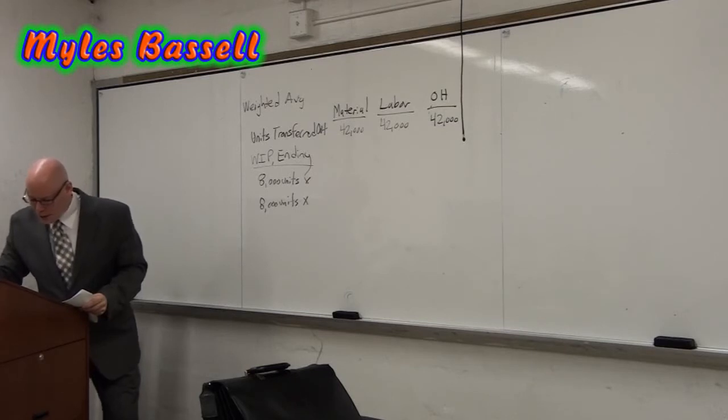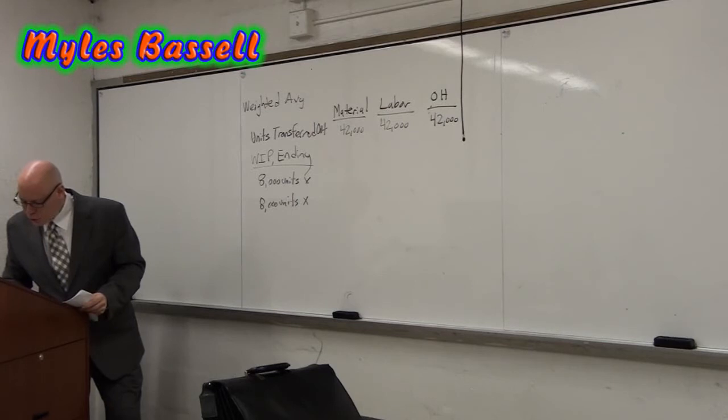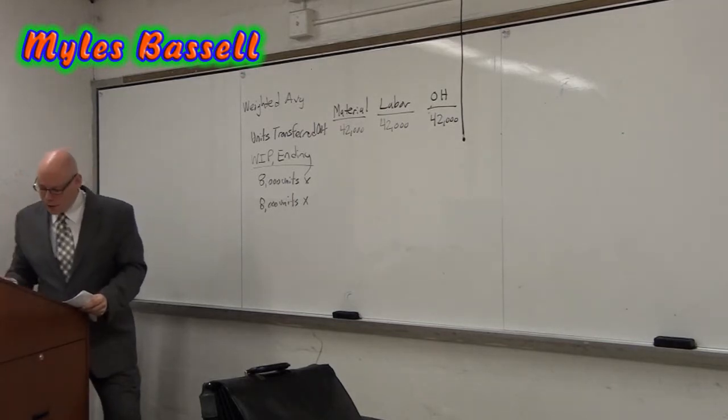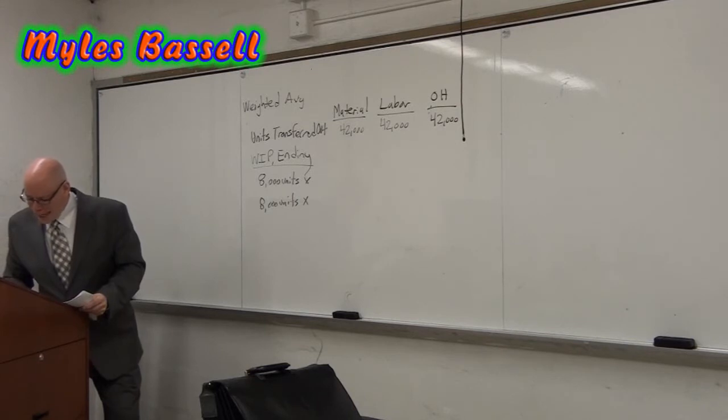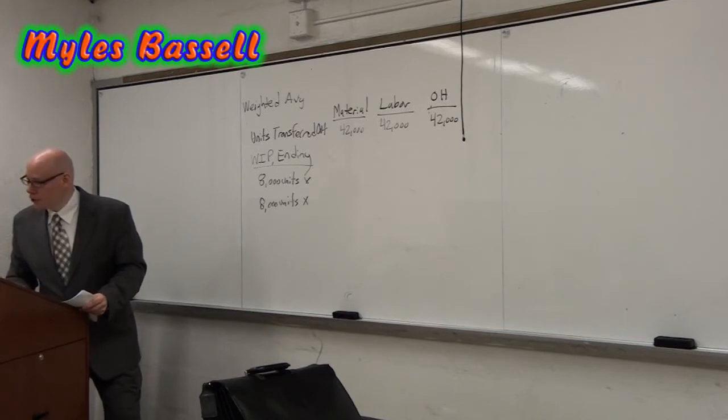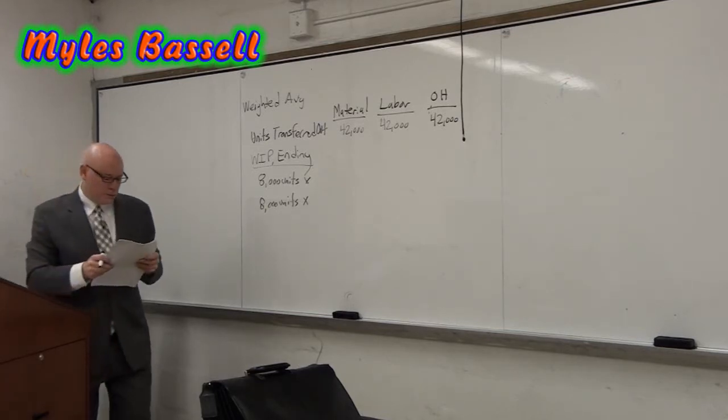The beginning partially completed inventory was 80% complete with respect to materials. See, we don't need to guess. They're telling us the information. And 60% complete with respect to labor and overhead. The ending work in process inventory was 75% complete with respect to material, and 50% complete with respect to labor and overhead. All right.